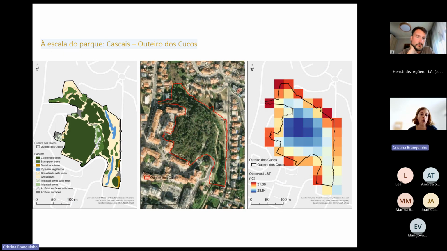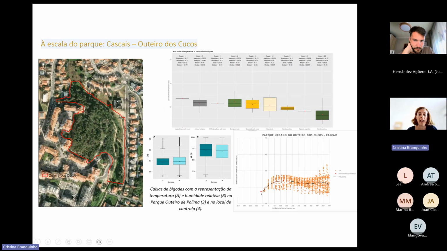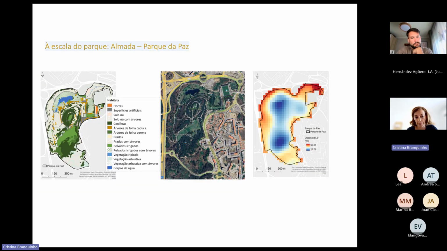Another example is pine trees in a very dense way. This is another garden. Again, it seems that there's a big difference in temperature. And in fact, we could see that the density of vegetation and the fact that it's coniferous trees with needles that cover a large part of the soil makes a substantial decrease in the land surface temperature, as well as in the air temperature.